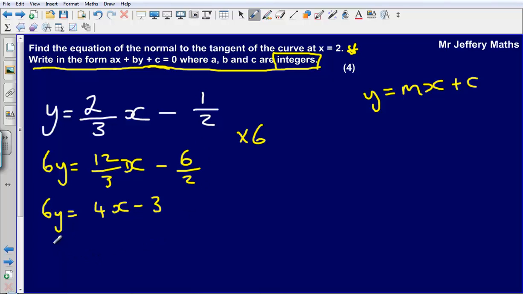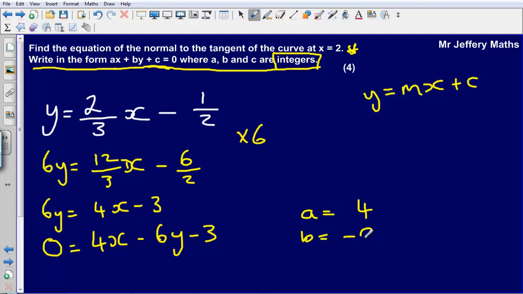So what I'm going to do here is I'm simply going to take away this 6y, which will leave me with nothing over here. So 0 equals 4x minus 6y minus 3. And so if we were asked to give the values of a, b and c, what we would say is that a is equal to 4, b is equal to minus 6 and c is equal to minus 3.